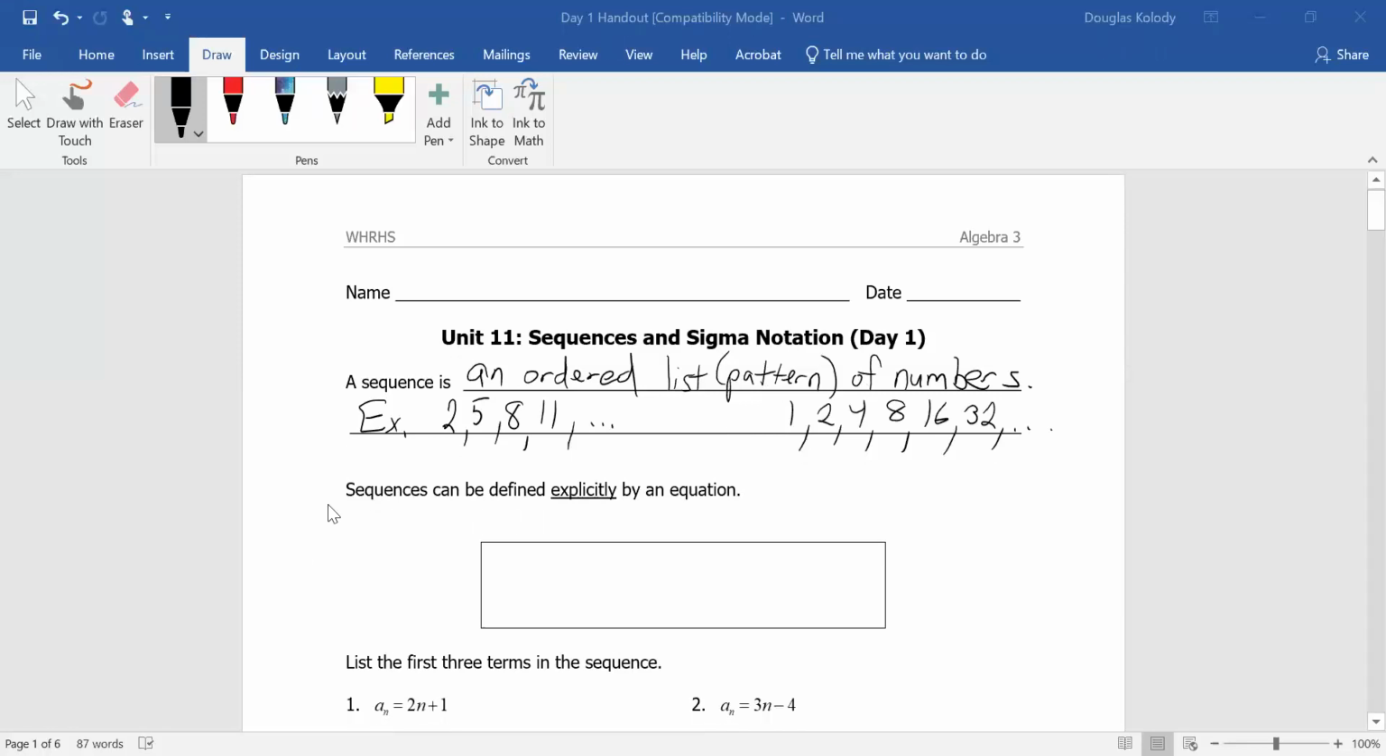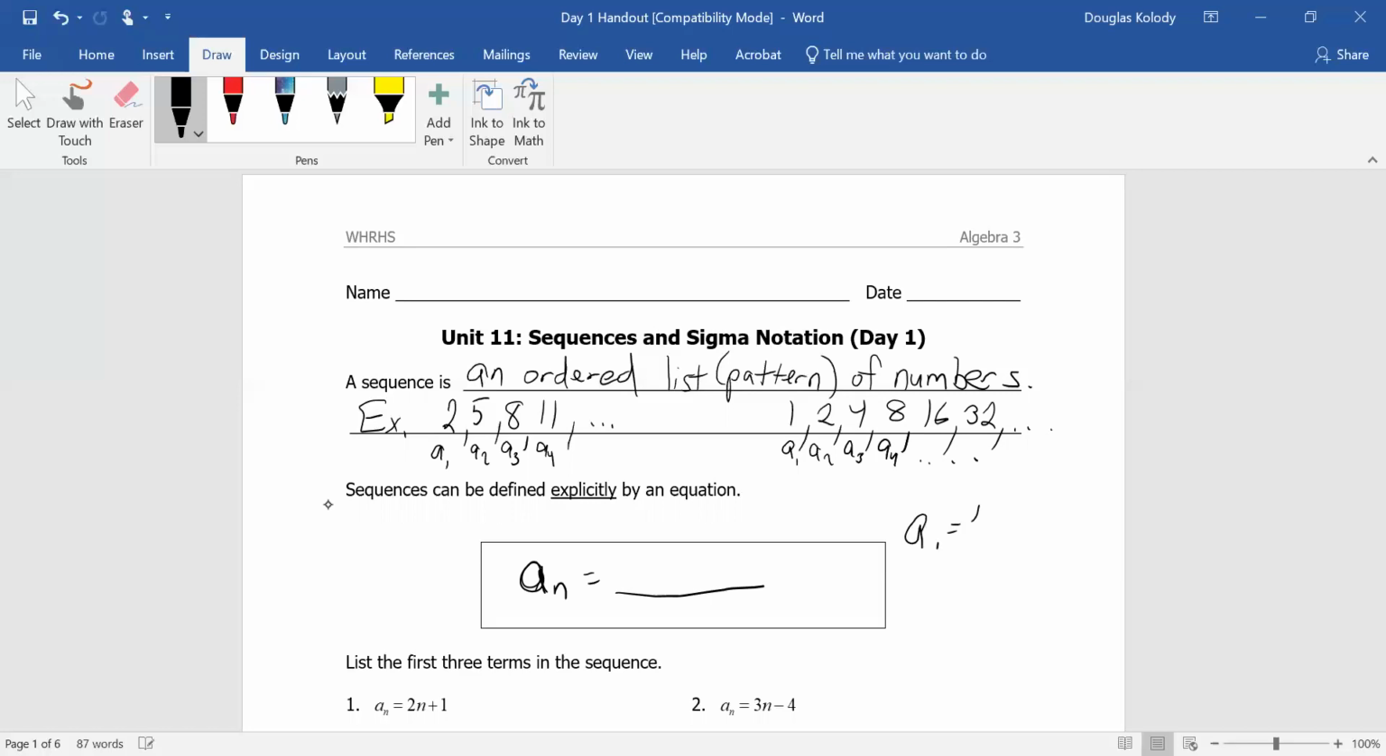Now, every sequence has a first term and a second term and a third term and a fourth term, and so on and so forth. A sub 1, A sub 2, A sub 3, A sub 4, and so on and so forth. But notice how I do sub 1, sub 2, sub 3, and sub 4. So in general, it's A sub n. And whatever comes after A sub n is what I'm simply plugging in to find.